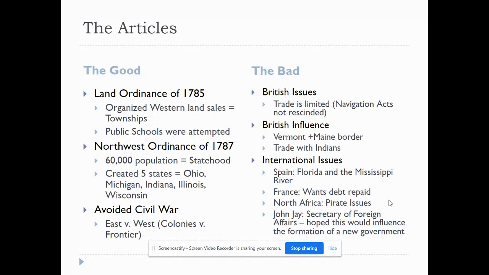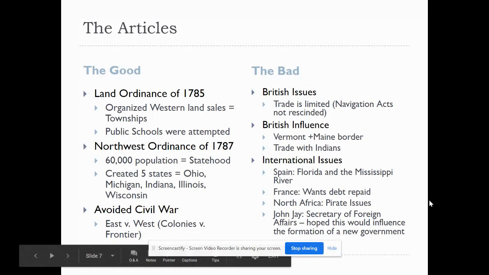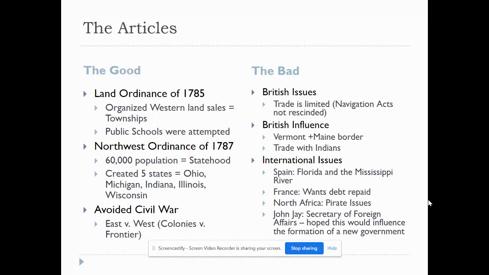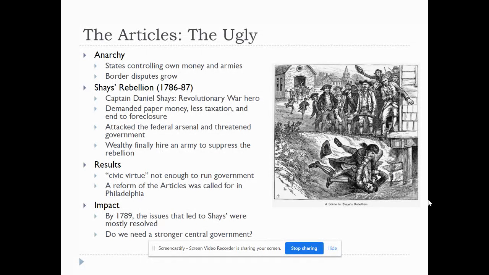So John Jay, who's going to become very important later on, is really hoping for a peaceful transition to another form of government because he knows this one is just not working. Now, of course, the ugly of the Articles of Confederation is that it allows for anarchy to take place. States controlling their own money and armies is not a good idea because if you have a border dispute between Connecticut and Massachusetts, it could end up in armed conflict.